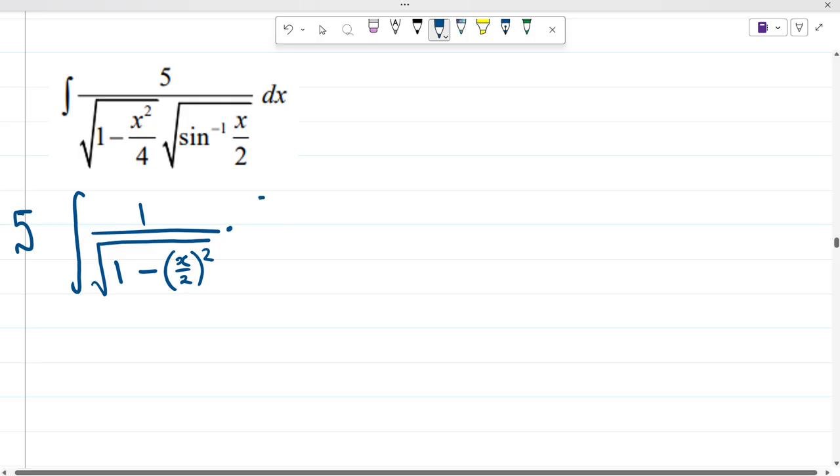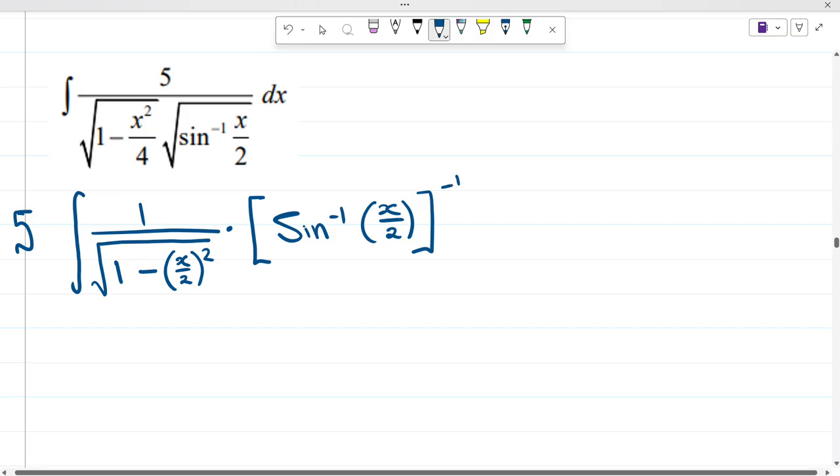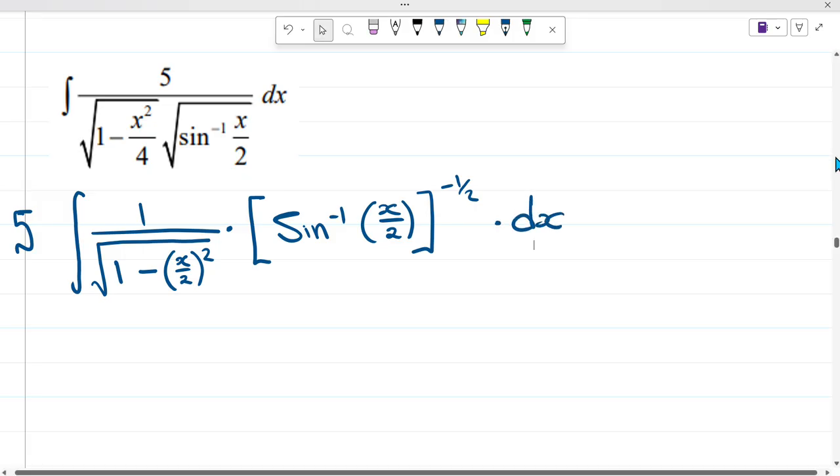So multiplied by sine inverse of x over 2, and then to the power negative of. So what did I do here? I changed this square root into an exponential form to become 1 over 2, and then since it was in the denominator, I took it up, and then it had a negative exponent. And then we actually forgot my dx there.